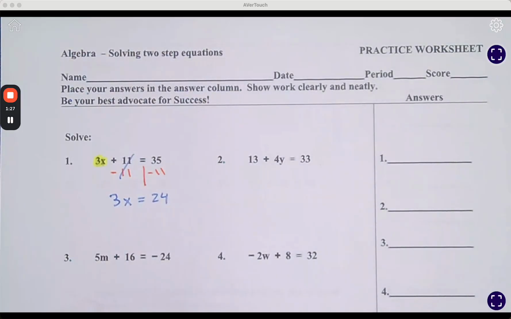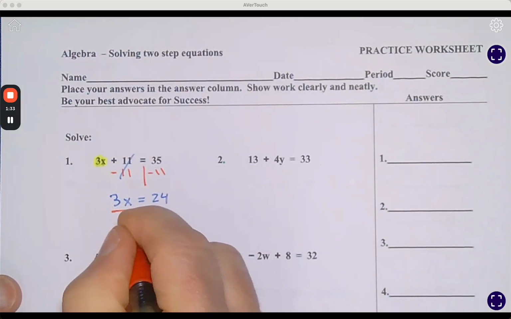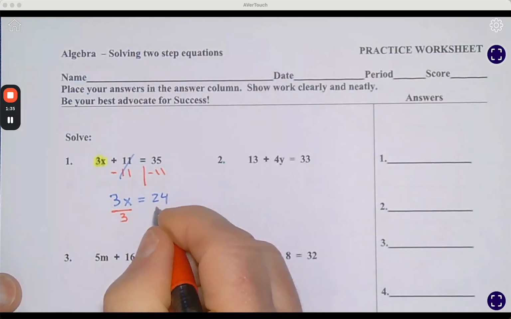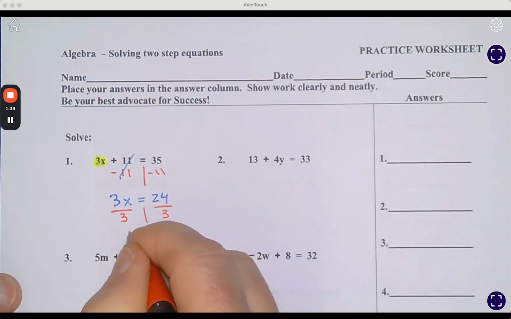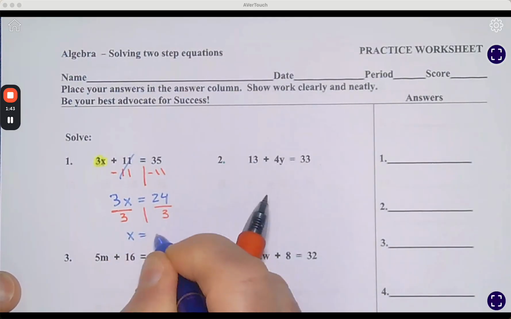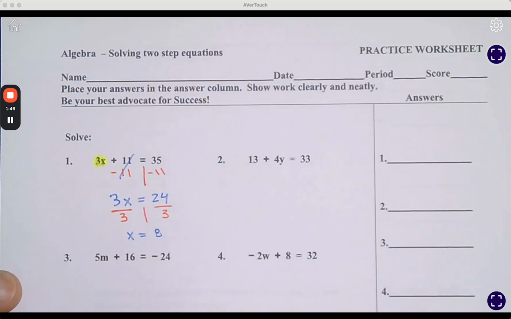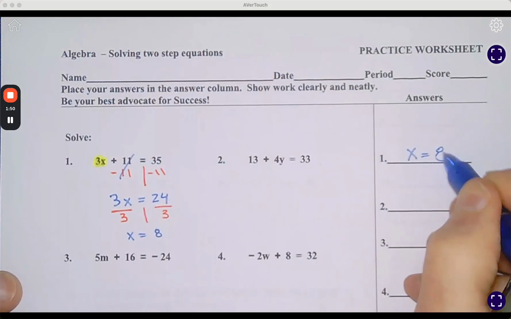Okay, now this looks just like the one-step equation we solved earlier, right? That's 3 times x. Inverse operation of multiplication is division. Remember, if you do it to one side, you got to do it to the other. Then you get x equals 24 divided by 3 is 8. You're done. x equals 8. Good job. Let's do it again.